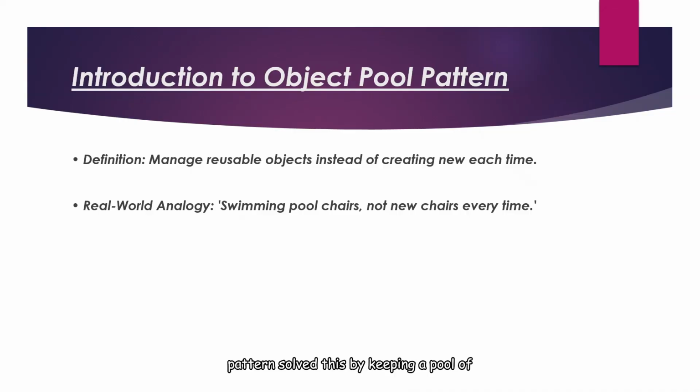The object pool pattern solves this by keeping a pool of objects that can be reused when needed. If an object is available in the pool, it's returned for use. Otherwise, a new object is created and added to the pool. Once the object is done being used, it's returned to the pool for future reuse. This way, expensive operations are avoided and resource management is much more efficient.